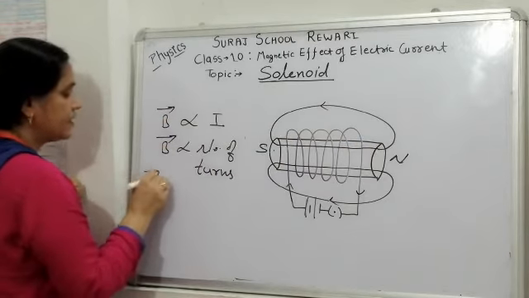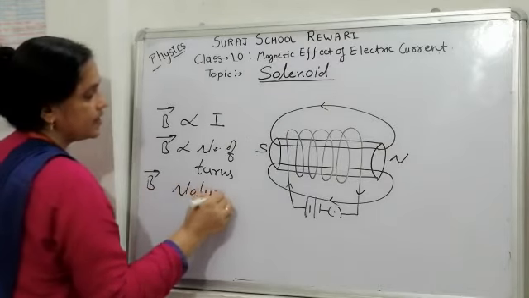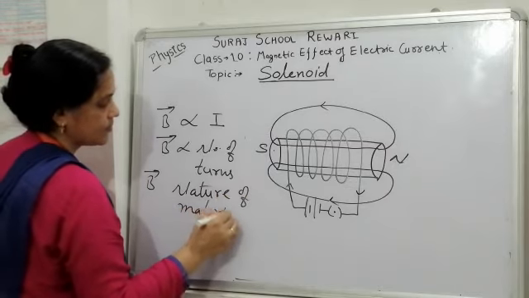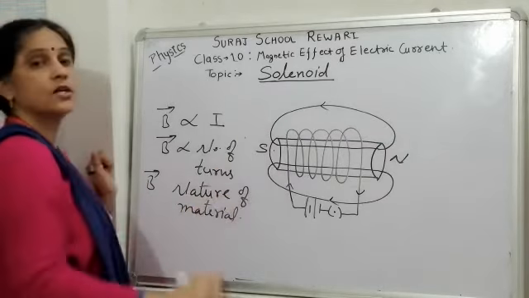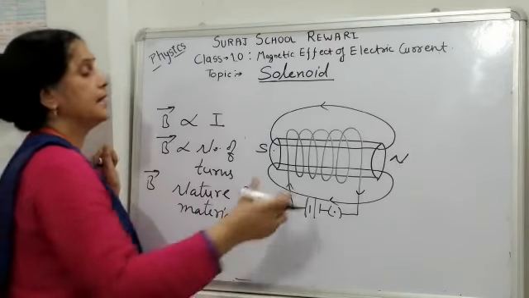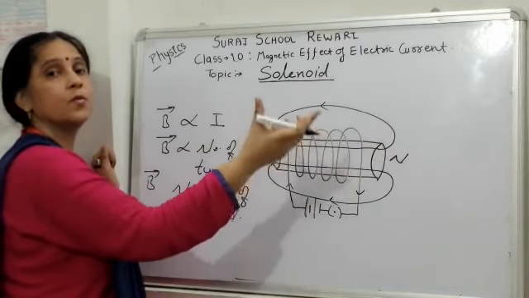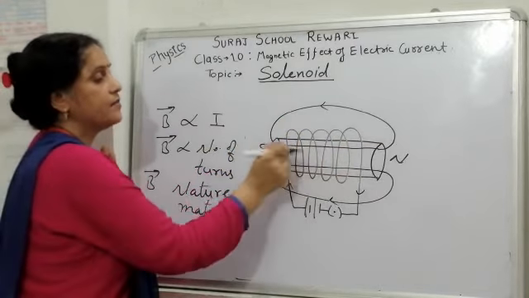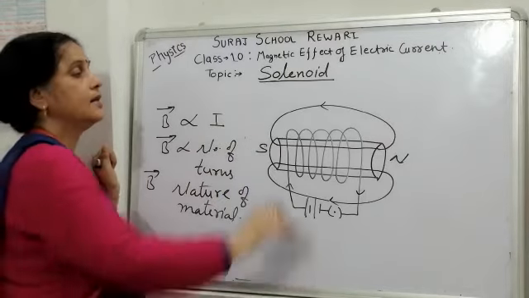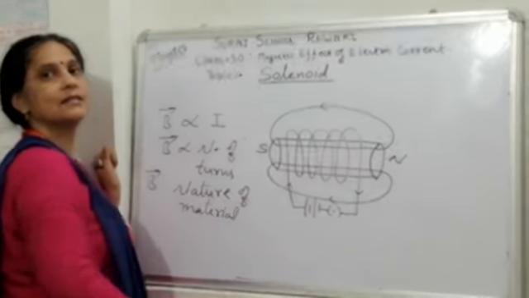The magnetic field also depends on the nature of the material of the cylindrical device. If the cylindrical device is magnetic, such as soft iron, then the magnetic field will be of more magnitude. And if the cylindrical device is not a magnetic material, then the magnetic field will be of lesser magnitude.